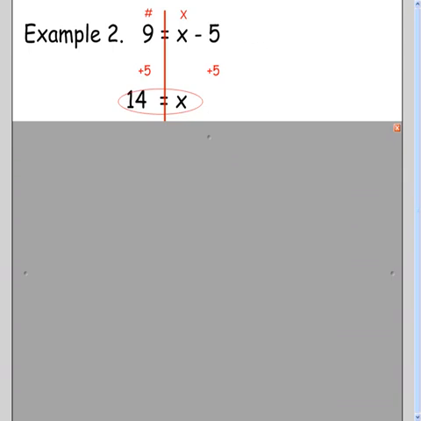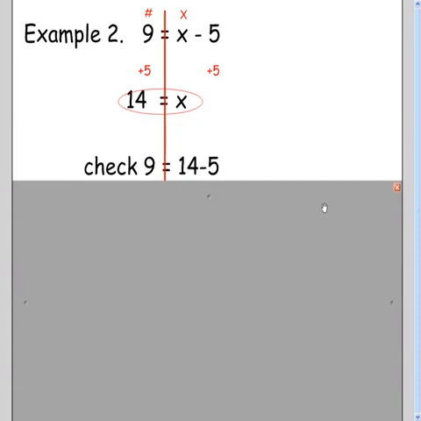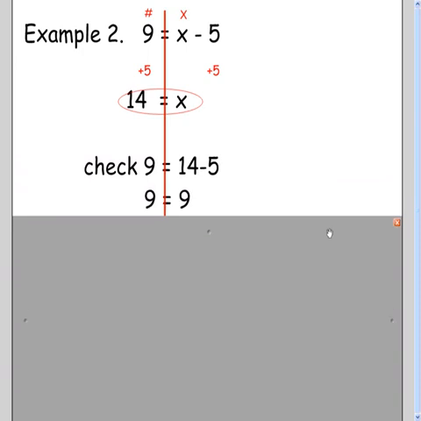So 14 equals x, but I have to plug it in to the original equation to make sure it works. So I get 9 equals 14 minus 5, and 14 minus 5 is 9, so it does check.